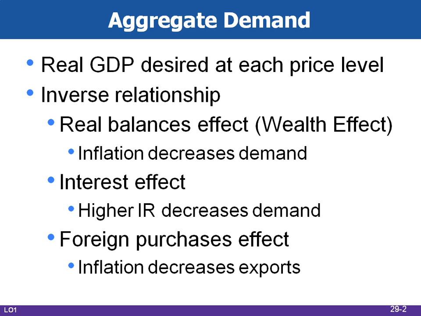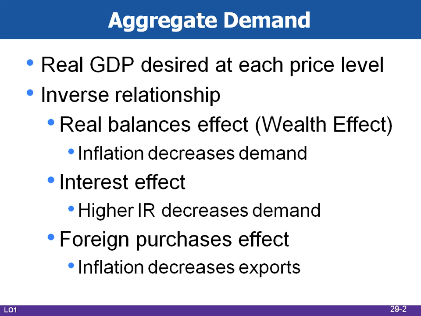The inverse relationship between price level and real output in aggregate demand is explained by three effects. The first is the real balances effect. When price level falls, the purchasing power of existing financial balances rises, which can increase spending. The second is the interest rate effect. A decline in price level means lower interest rates that can increase levels of certain types of spending. And the third is the foreign purchases effect.